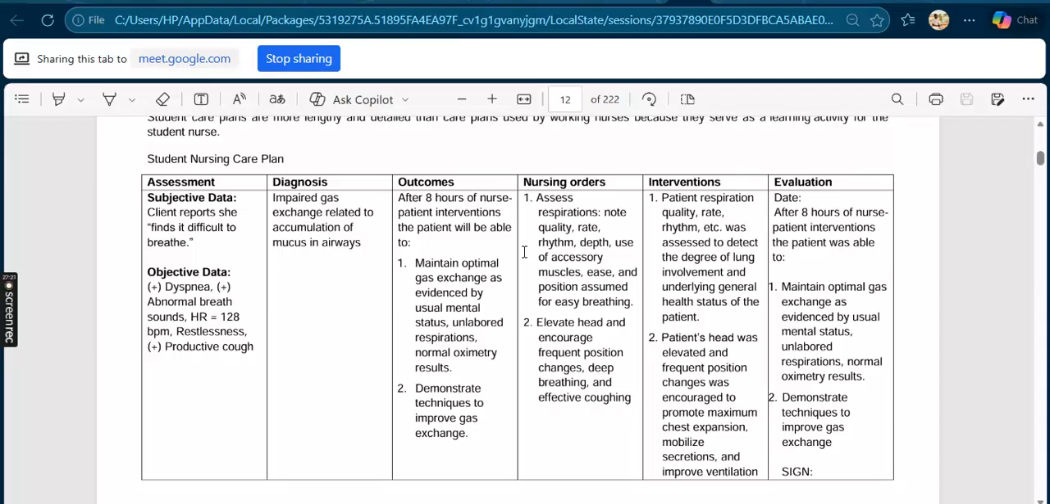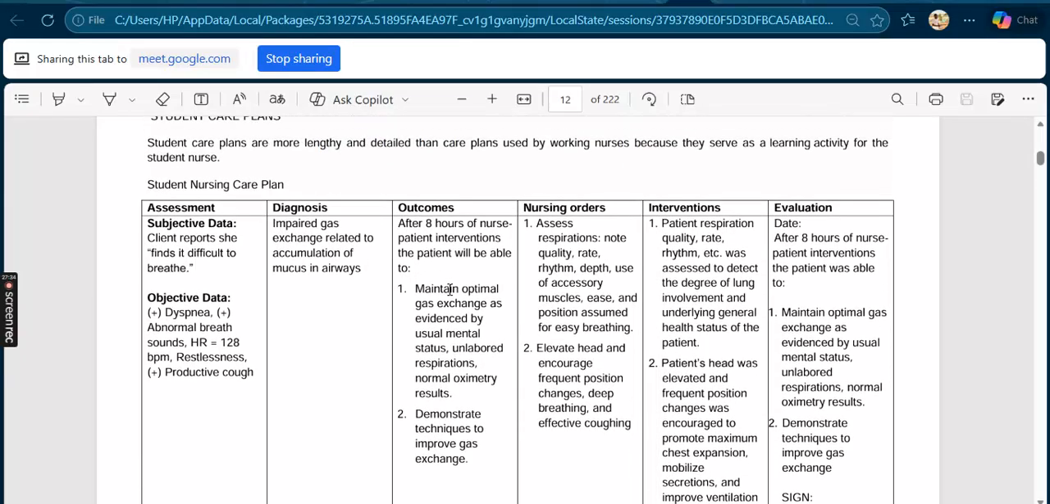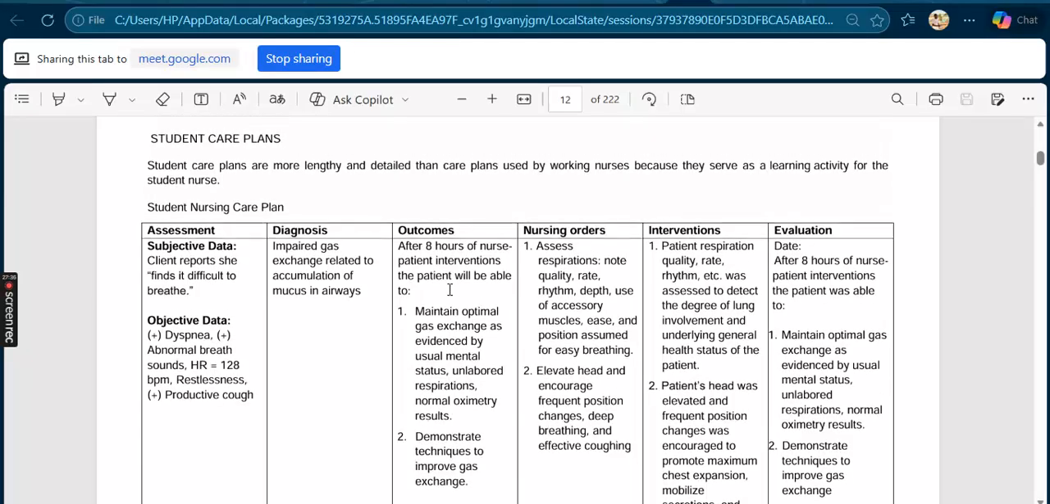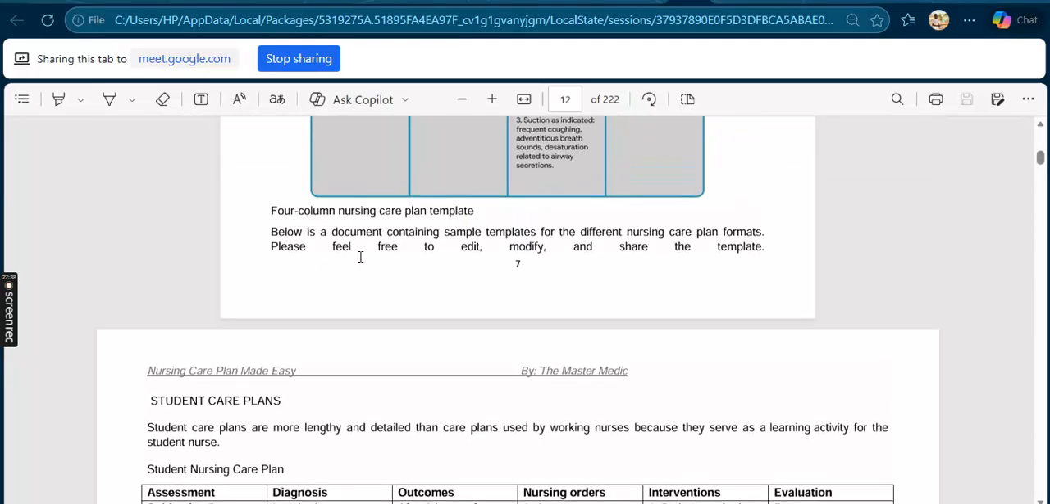Okay, let's put the assessment aside. So on the nursing care plan sheet, we're going to have diagnosis, outcomes, nursing orders, interventions, and then let's say the 5. These are the 5 that we are going to look at. There's a template. You can change it or modify it. It's here. The instruction is somewhere here. It said below is a document containing sample templates for different nursing care plan formats.